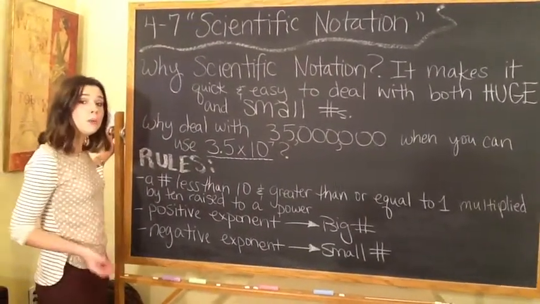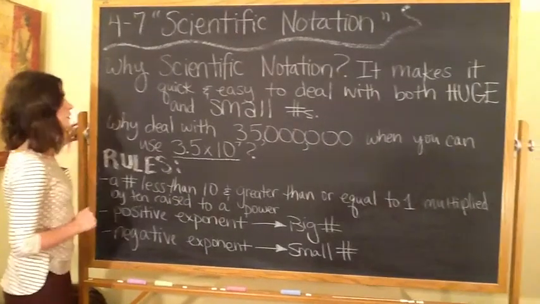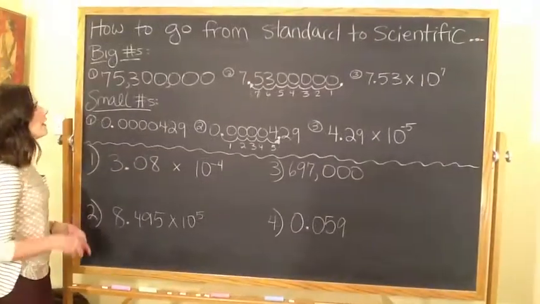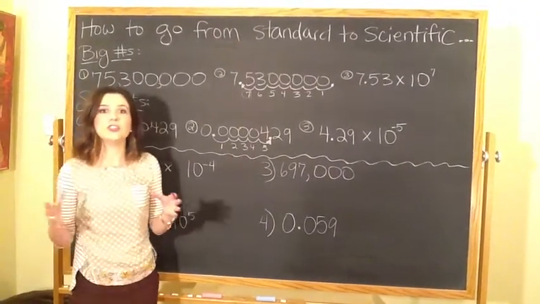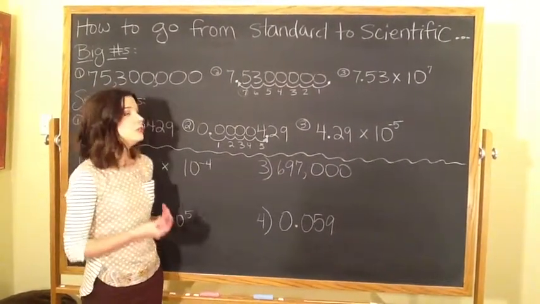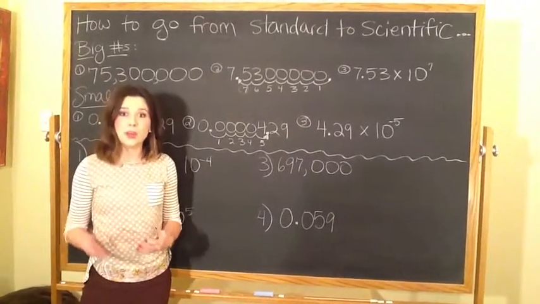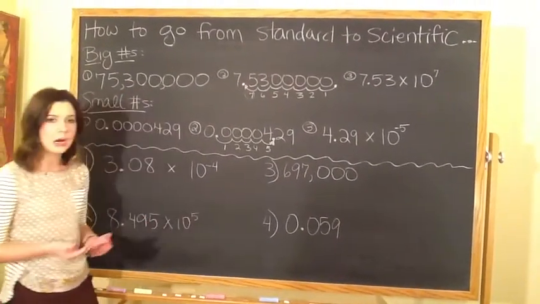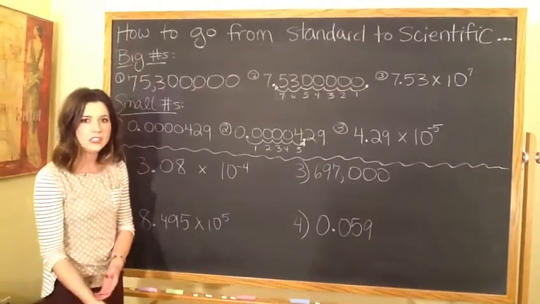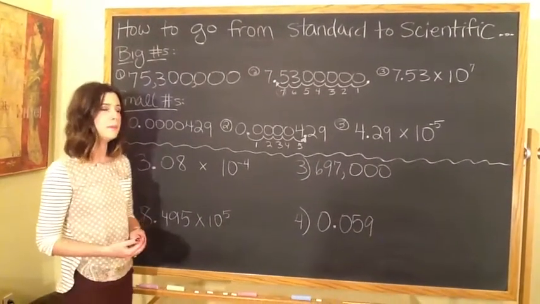Now let's talk about how we get numbers into scientific notation. How do we go from standard notation, which is just written as a number, to scientific notation, with decimals multiplied by numbers raised to powers? How do we get from one to the other, and how do we make sure it's the same number?